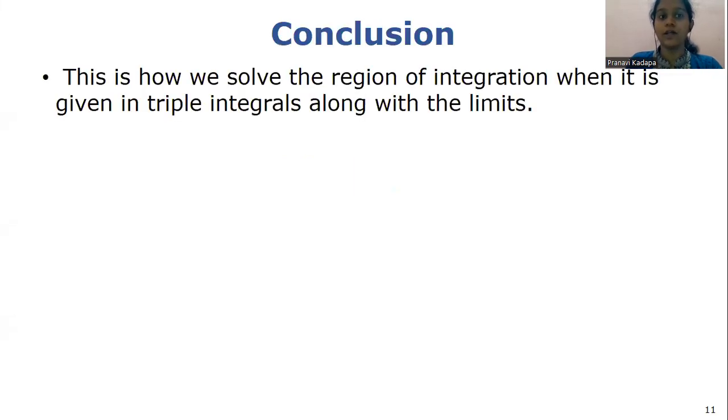So, the conclusion is this is how we solve the integration when it is given in triple integrals along with its limits. When the limits are given, first we have to apply those limits, and later, based on how many factors are given, we have to integrate the factors one by one, and then we'll get the value at last, that is the value of the integration.